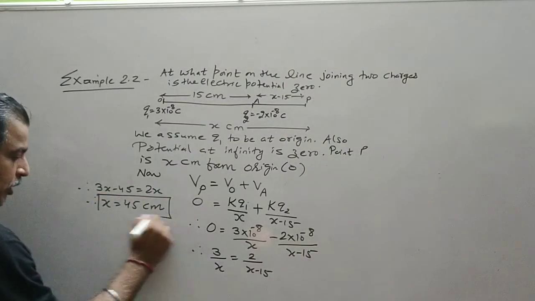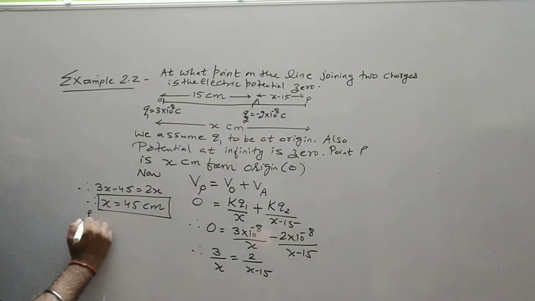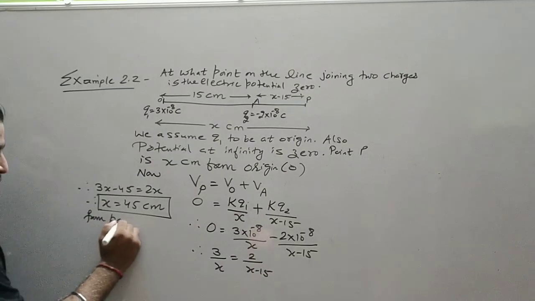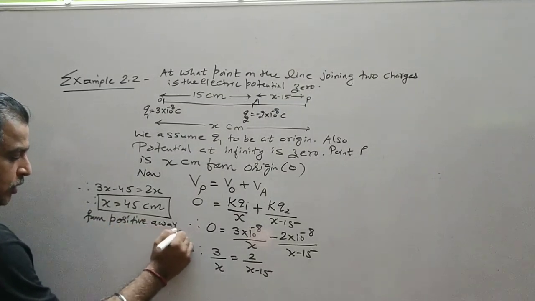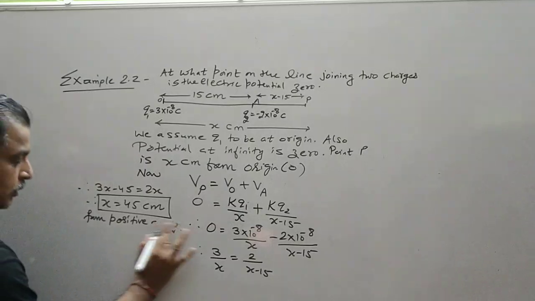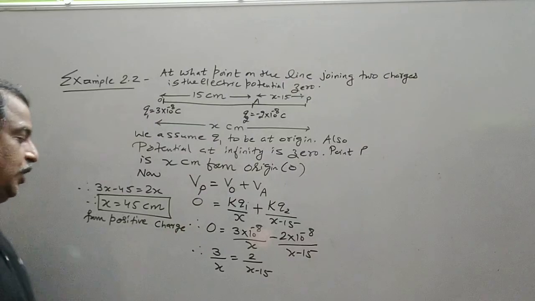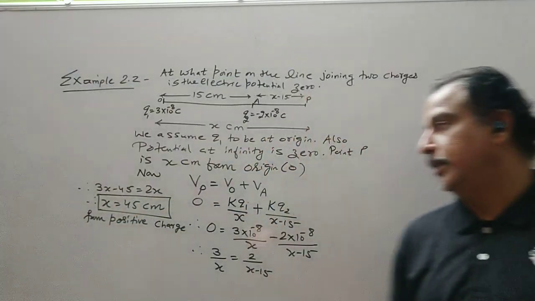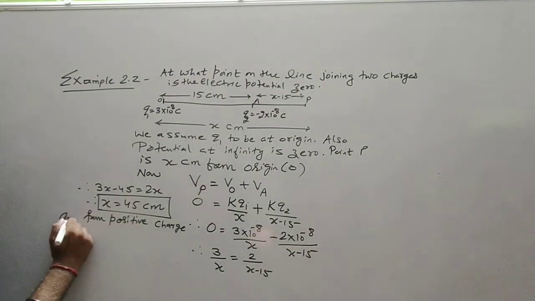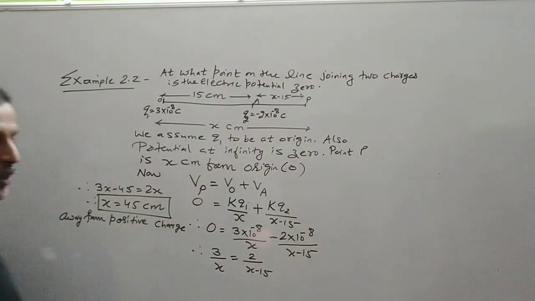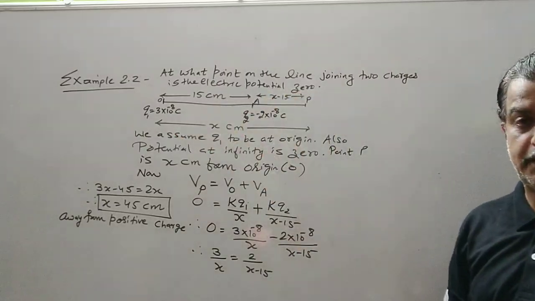So the potential is 0 at 45 centimeter from the positive charge. So it is 45 centimeter away from the positive charge, say along the x-axis.